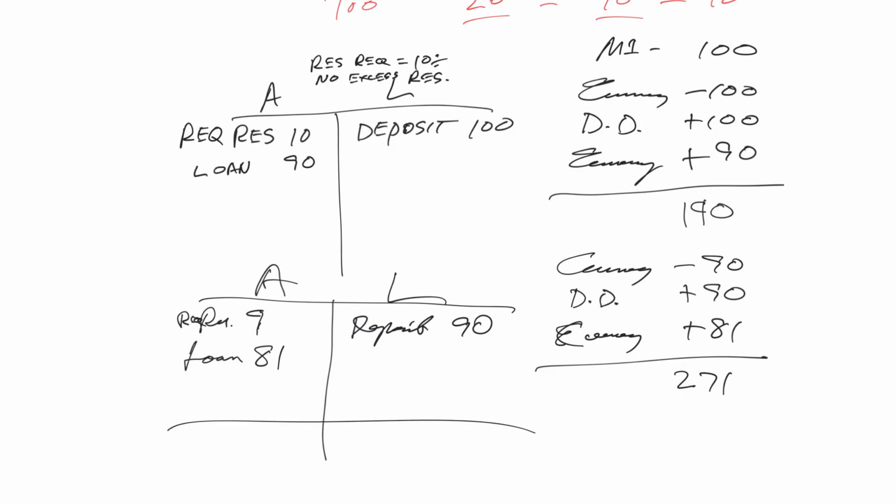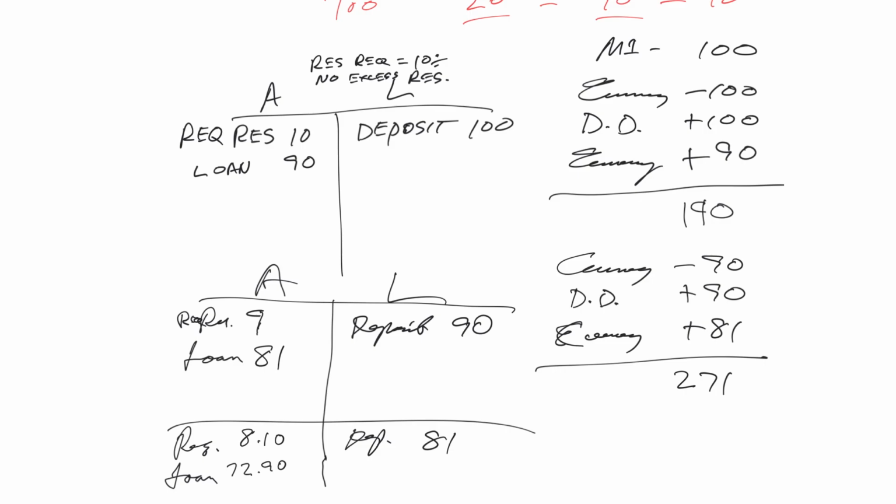And it doesn't stop there. Guess what? That $81 is spent. Someone receives that as income. That is deposited in the bank, and required reserves of $8.10, right? 10% of the 81, and the rest is lent out. Okay, so that would be how much? That would be $72.90. Still in balance. Left side equals the right side.